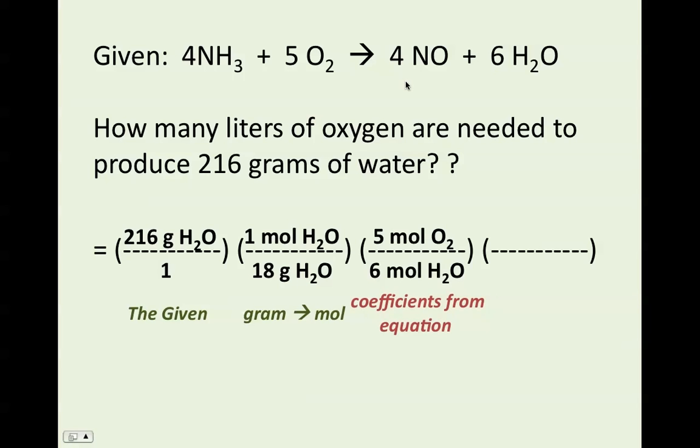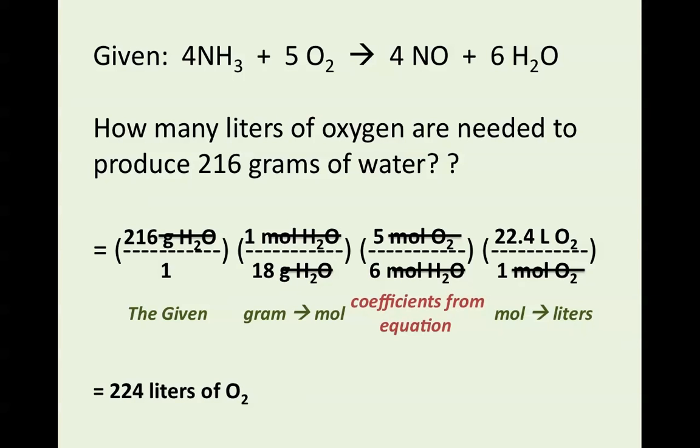So 5 moles of oxygen is equal to 6 moles of water. And again, that's coming from the 5 in front of O2 and the 6 in front of H2O. Now that I've gotten my answer into moles of oxygen, I can go ahead and relate moles to liters of oxygen using the 22.4 liters. So 1 mole of oxygen is equal to 22.4 liters of oxygen. So carefully multiplying across the top, dividing by the bottom, and also canceling out the units that are in the numerator and denominator, we get to our final answer, which is 224 liters of O2.